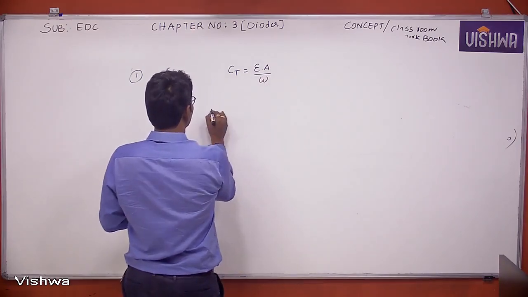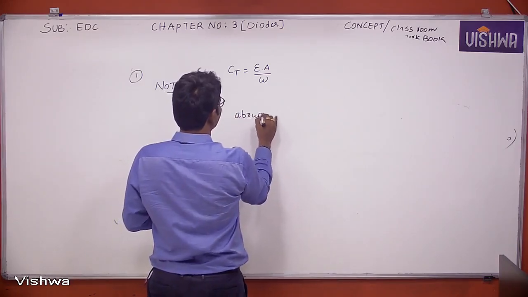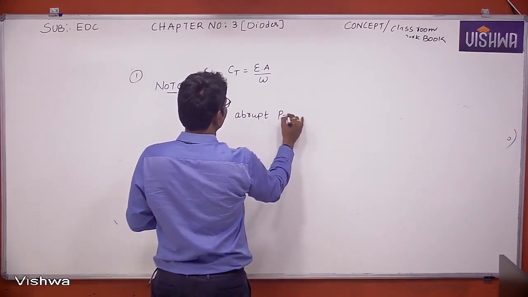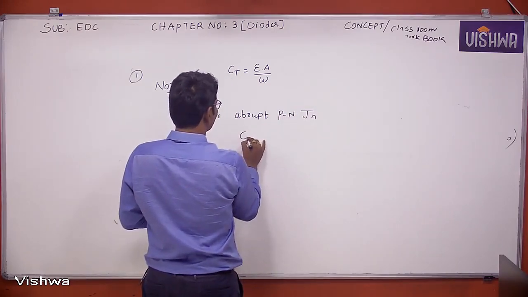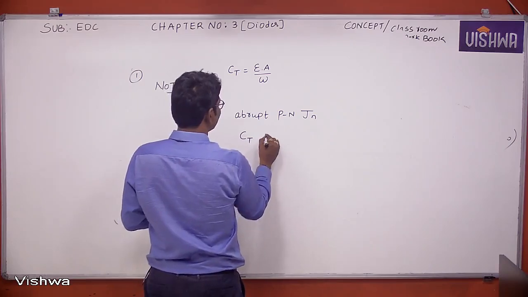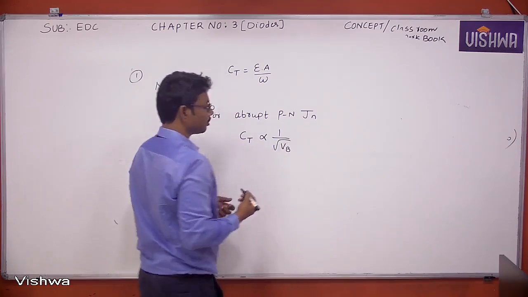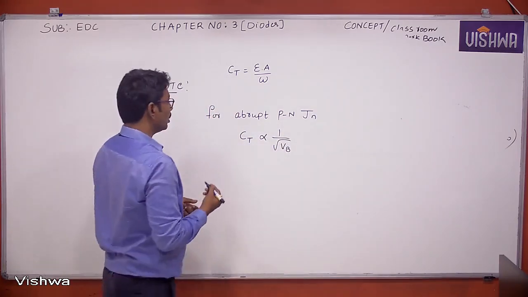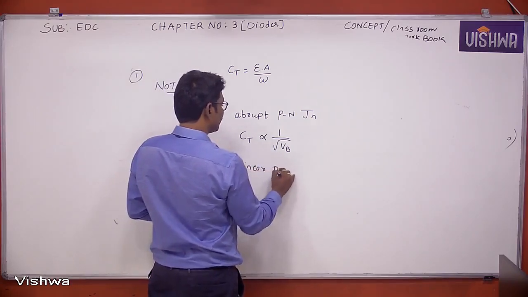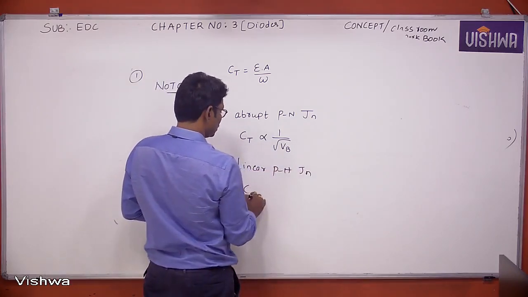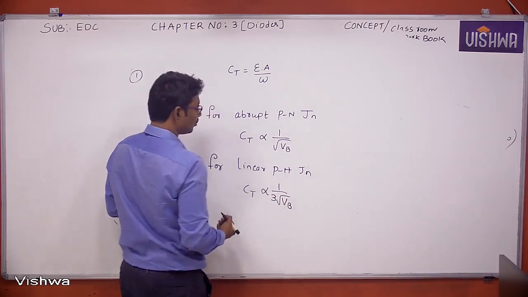We have two types of junctions, abrupt junction and linear junction. In case of abrupt PN junction, what is the relation between capacitance and voltage? CT is inversely proportional to square root of VB. And similarly for linear PN junction, CT is inversely proportional to cube root of VB.